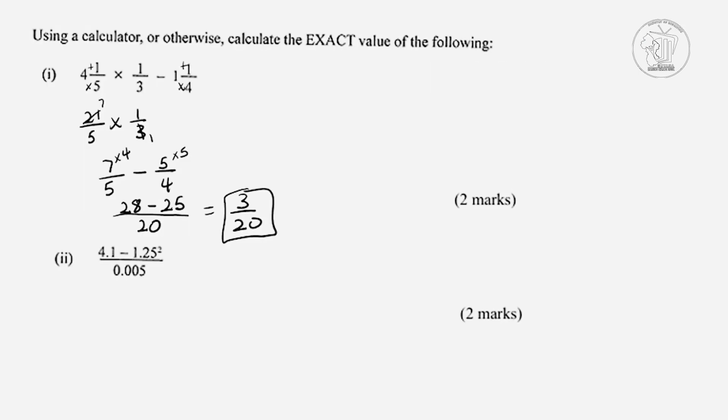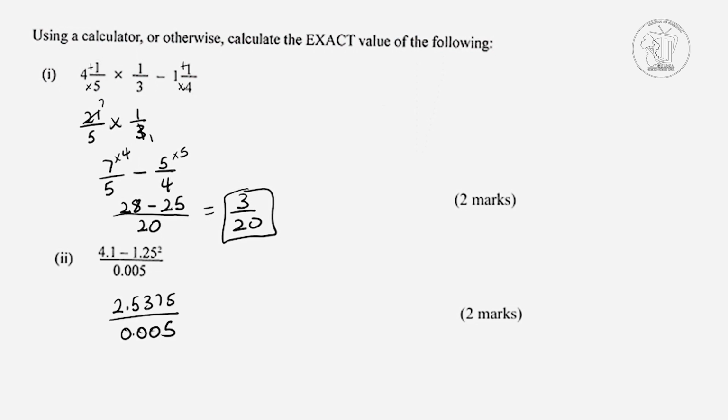So 4.1 subtract 1.25 to the second power, all divided by 0.005. So let's work out what is going on at the top piece for us. So we can just punch that in our calculator. So 4.1 subtract 1.25 raised to the second power. And that will give us, when we work on the top, we'll have 2.5375 all divided by 0.005.